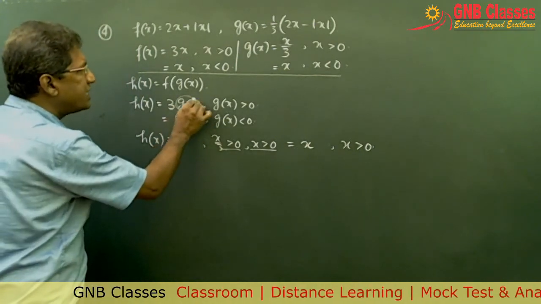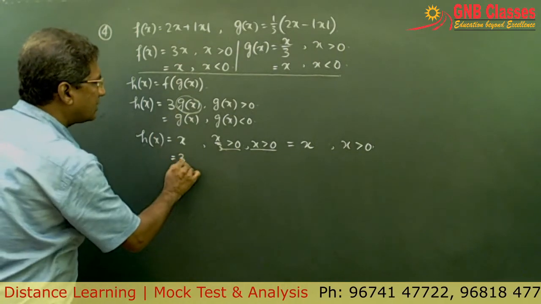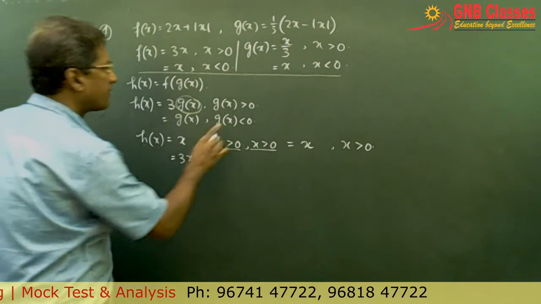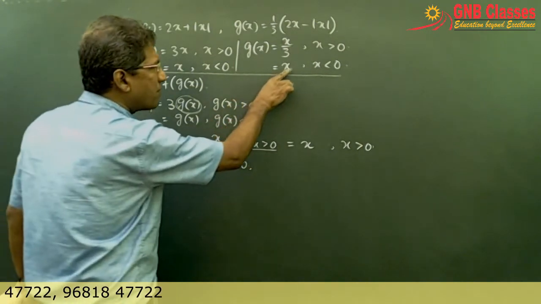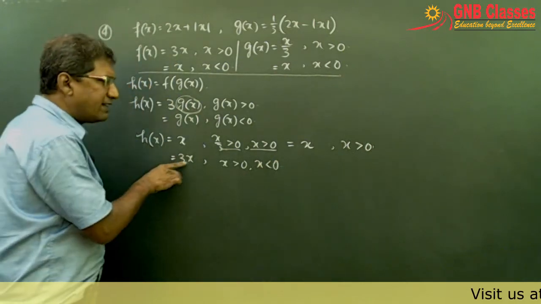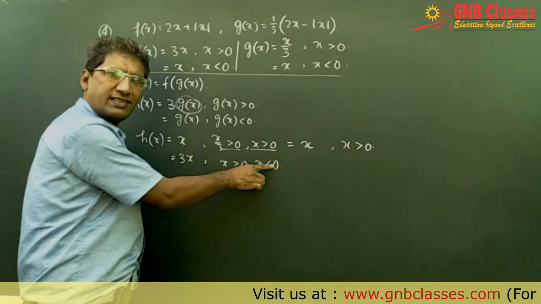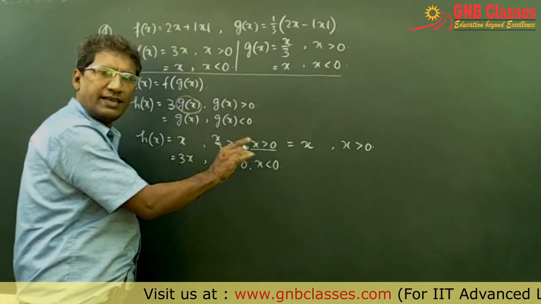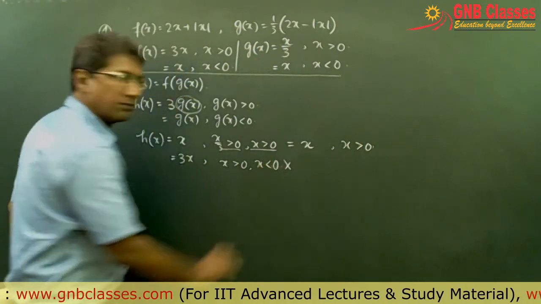Now in place of this g(x), I am putting x. So what we are getting? We are basically getting 3x when x is greater than 0, and we are coming from here where x is less than 0. Now will you get the function? Here we are saying that x is greater than 0 as well as we are saying x is less than 0, which is not possible. Yes or no? Therefore, your h(x) equal to 3x is not possible.